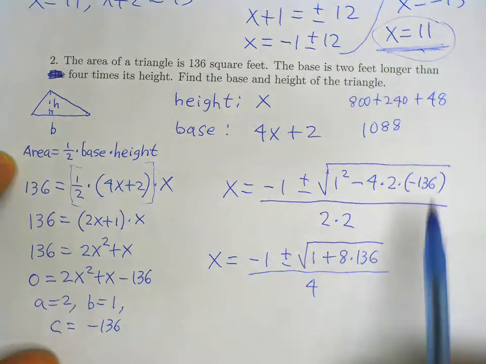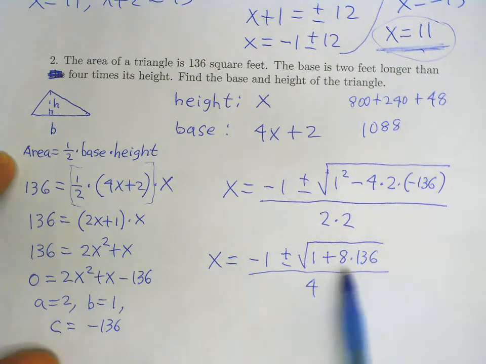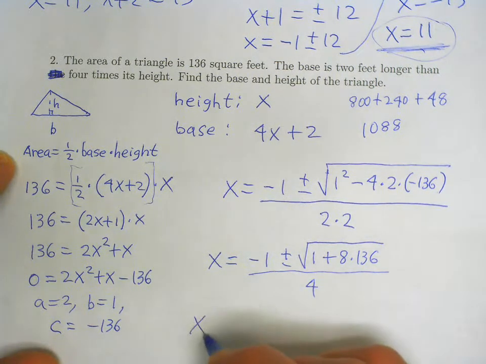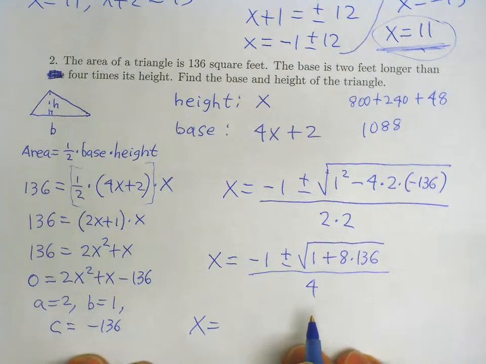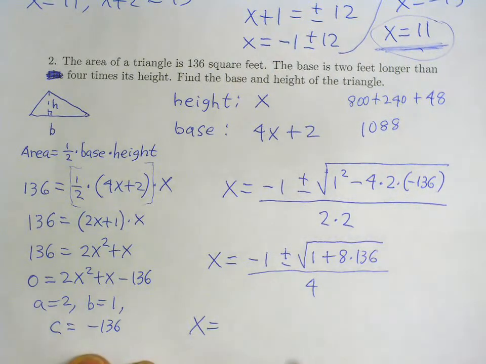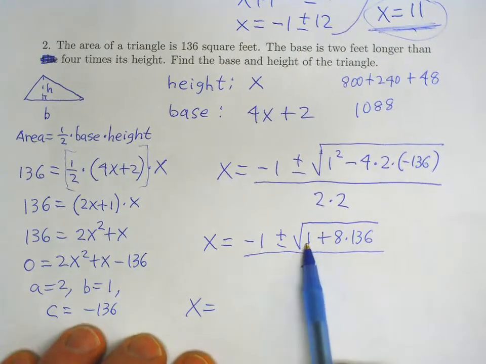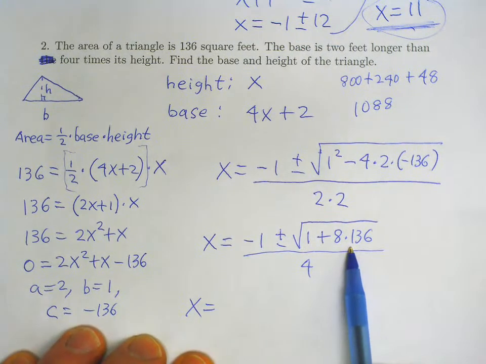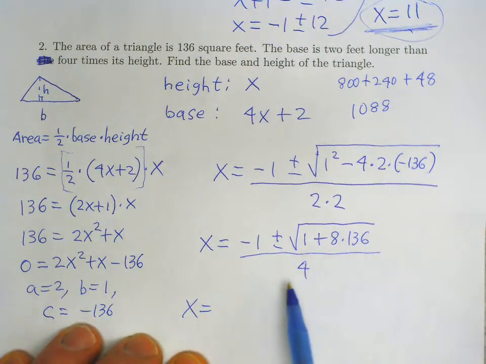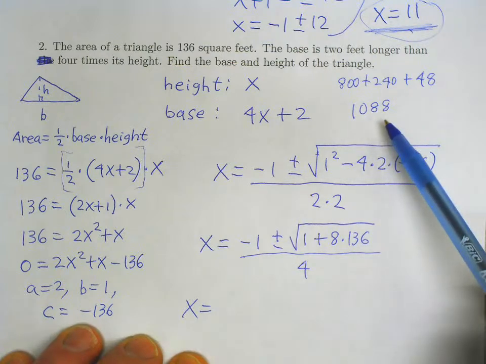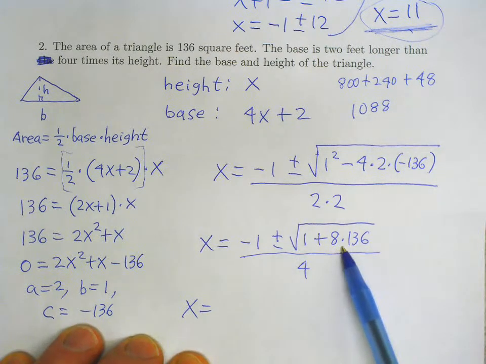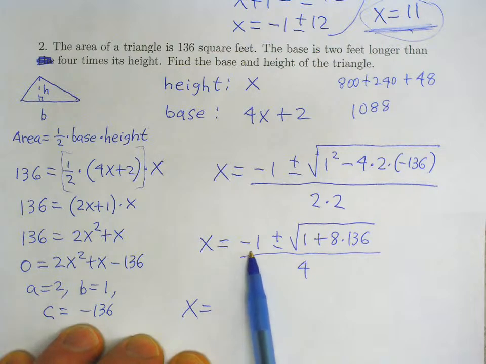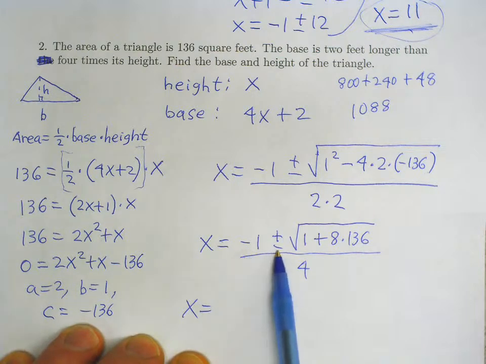And then 1088 plus 1 is 1089. Okay, I'm going to do another thing here. I'm going to replace the 1 plus 8 times 136 with 1089, because 1 plus 1088 is 1089. But notice that one of the solutions is negative.